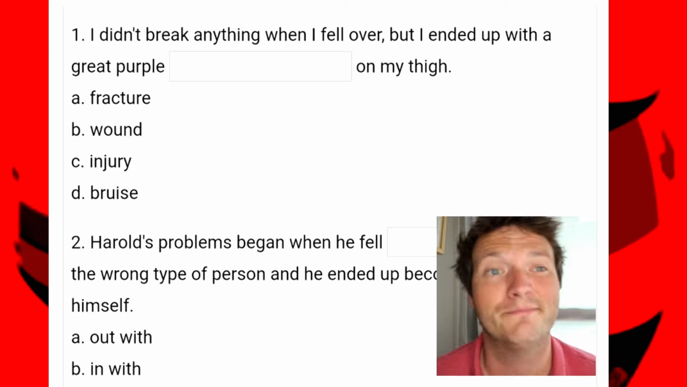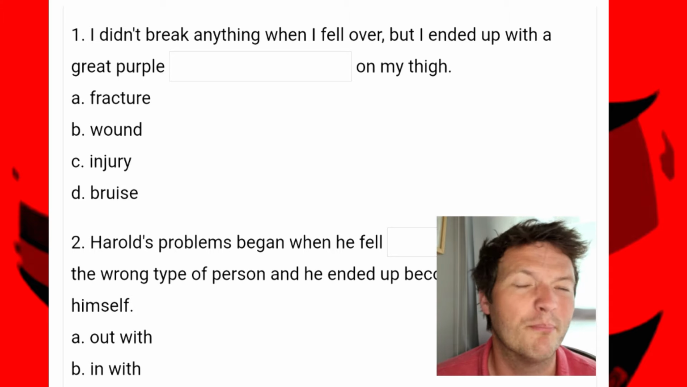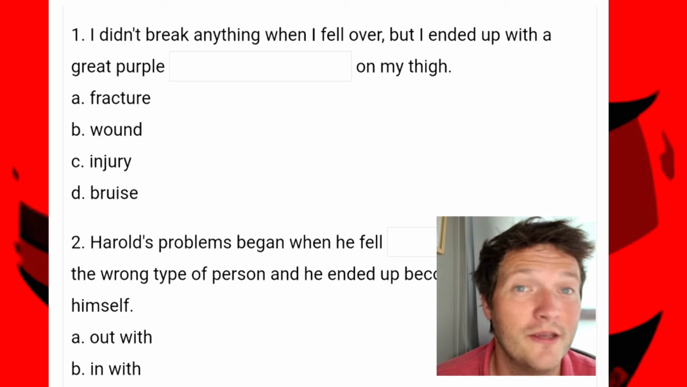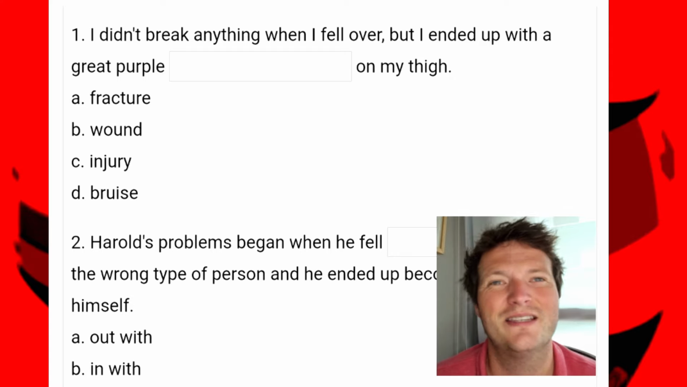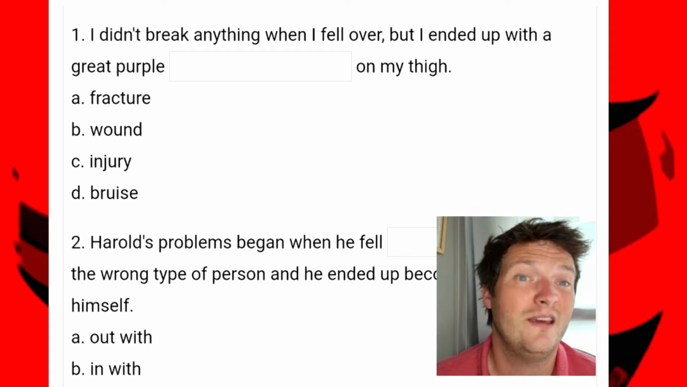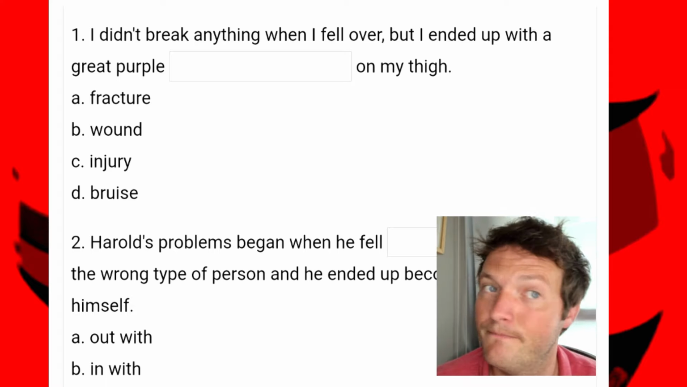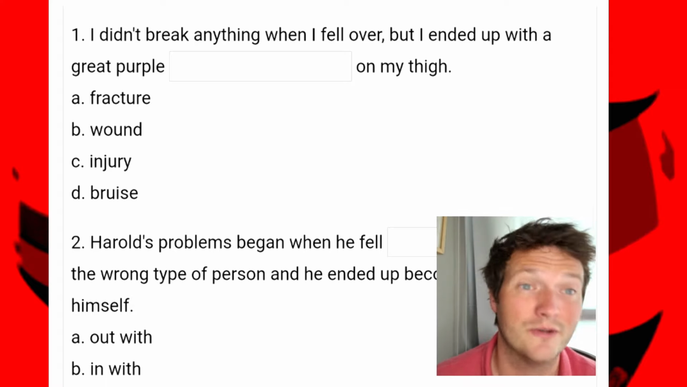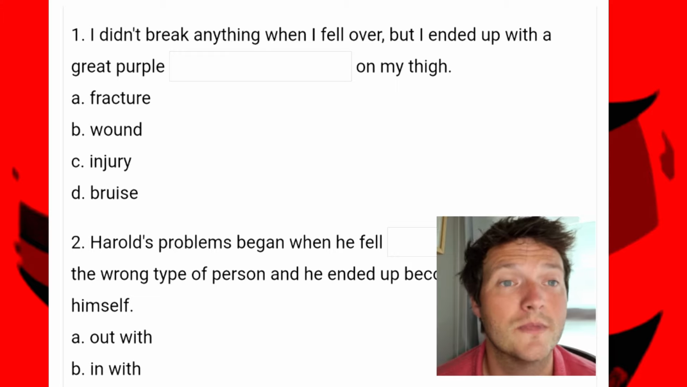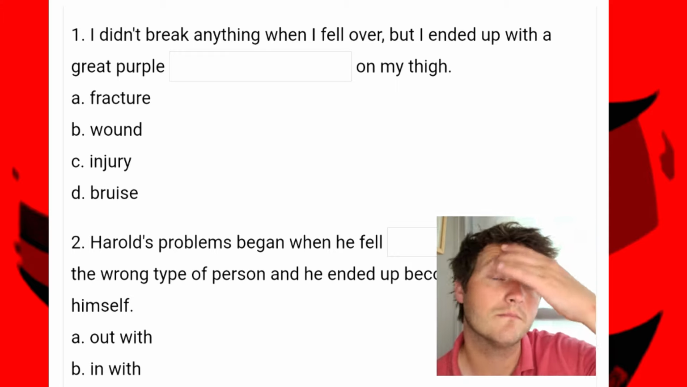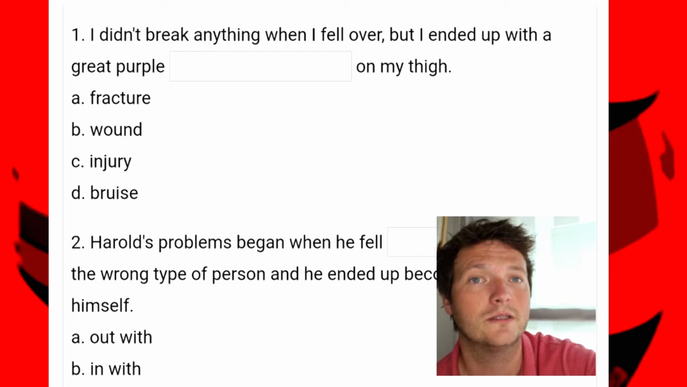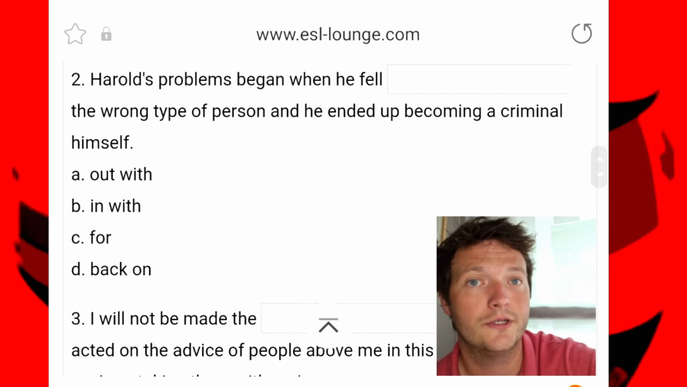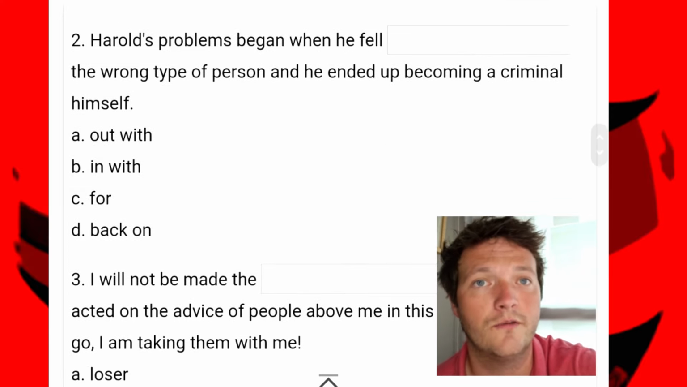Well, you don't get a fracture on your thigh. You could get a wound. A wound is like a skin lesion, when you break the skin. Injury is not very exact. I mean, you wouldn't say a purple injury. Bruises are purple. Yeah, it's a bruise. No doubt about it. Yeah, pretty sure we're going well here. We're coming up to the halfway point.